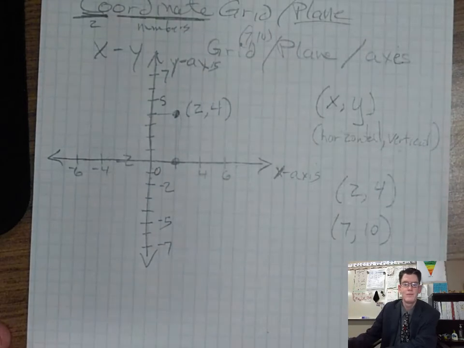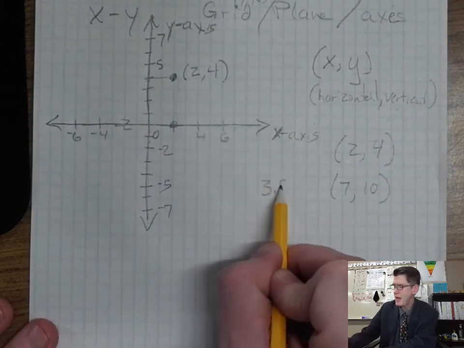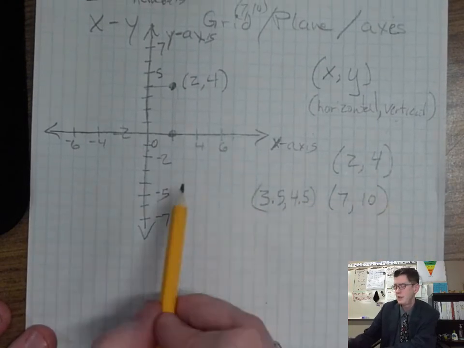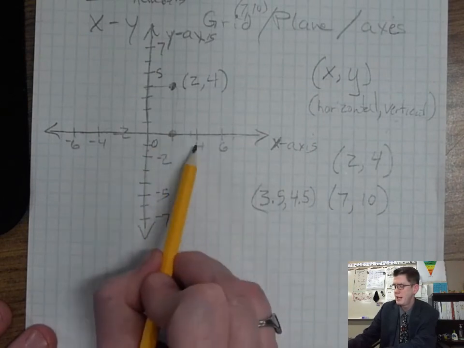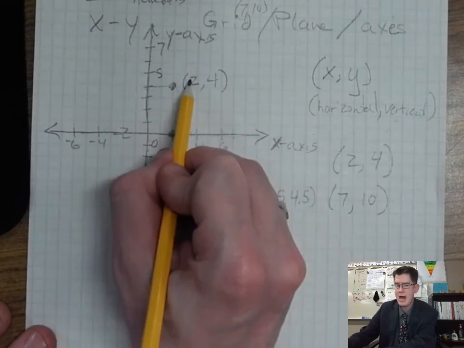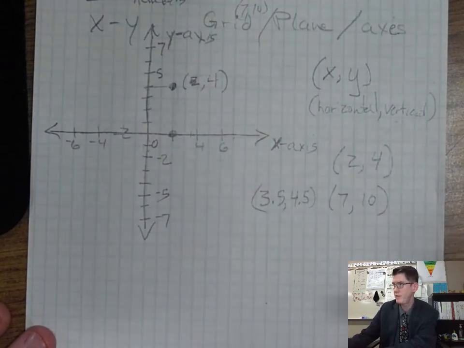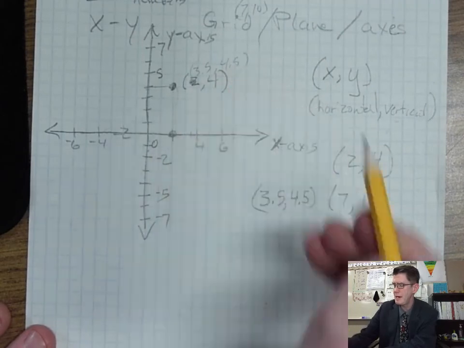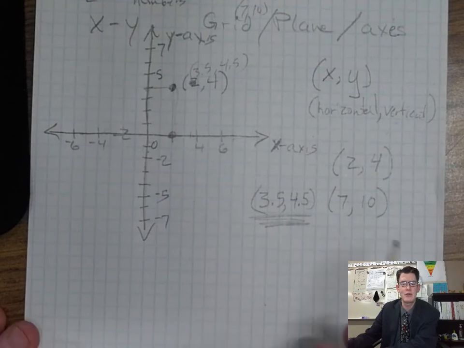Well, what about the point (3.5, 4.5)? Now I go over 3, let's see, 1, 2, 3.5. And I'm going to go up 4.5. So 1, 2, 3, 4.5. I'm right here in the middle of these grids. You can do that. You can have a point in the middle there. (3.5, 4.5). Any number on the number line, you can graph. So whether it's a decimal or a fraction, anything you can graph.